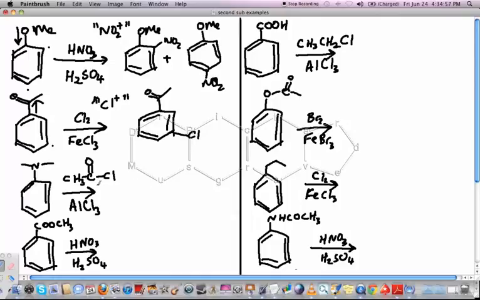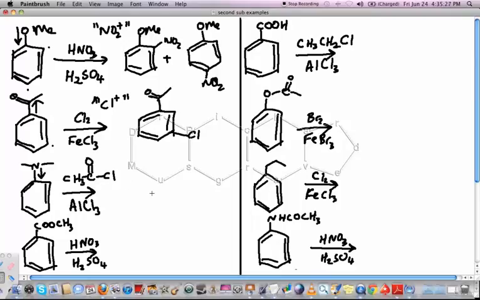Now in this case we've got an N connected to two methyl groups, and that means that we're going to have a lone pair on the nitrogen, which means we're going to have a delta minus, and a delta minus means that we're going to be pushing electron density into the ring. That means that this is going to be an activating type situation, so we're going to be looking at ortho and para products.